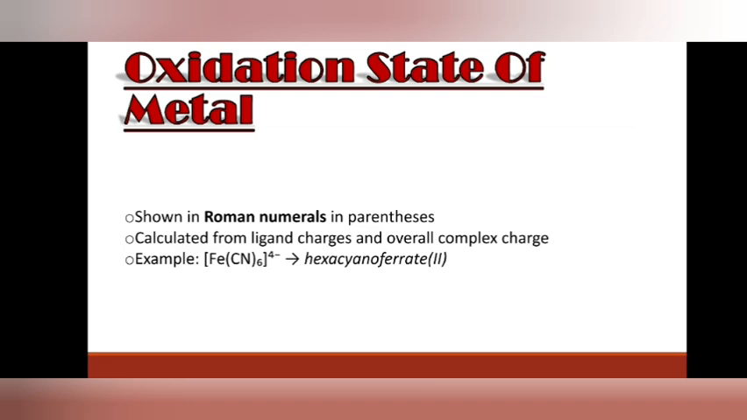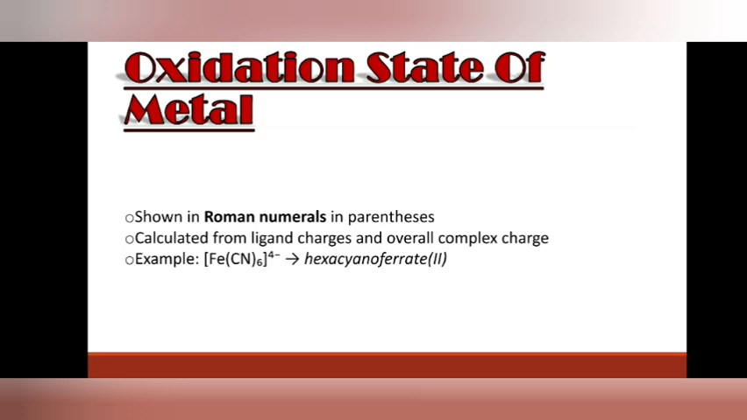Let's solve the following example. How many ligands do we have? 6. So we wrote hexa. The name of the ligand is cyano, because our ligand is an anionic ligand, so we end it with O. It becomes cyano. Then we have iron, ferrous, which will end with ate, so it becomes ferrate.